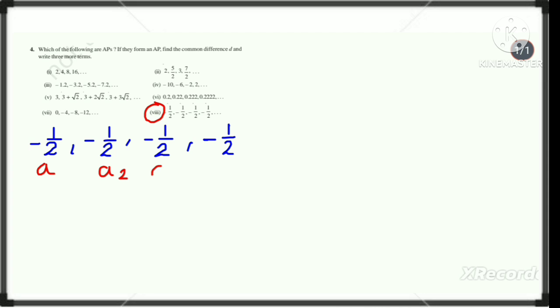Question number 8, and here the sequence of numbers is minus 1 by 2, minus 1 by 2, minus 1 by 2, minus 1 by 2, and this is A1, this is A2, this is A3, and this is A4. Okay, now firstly let's find the difference between them.